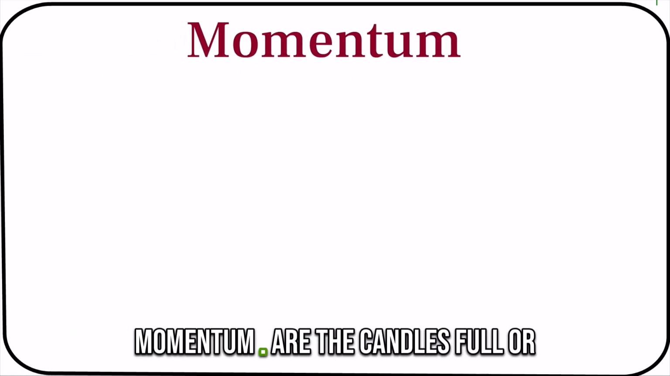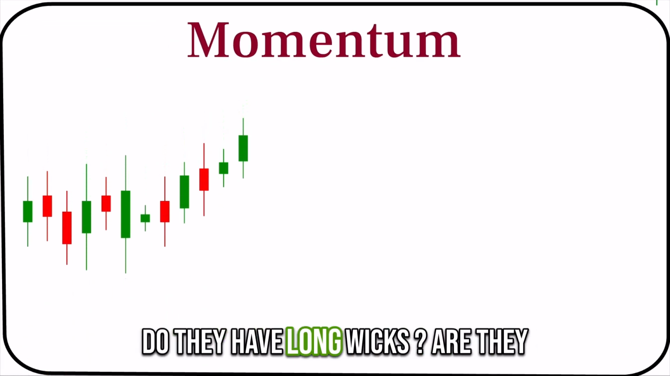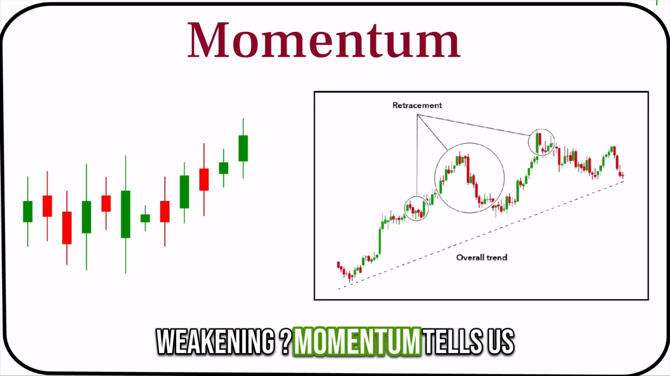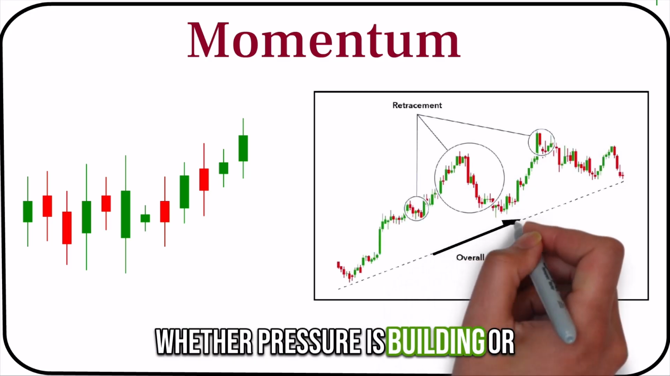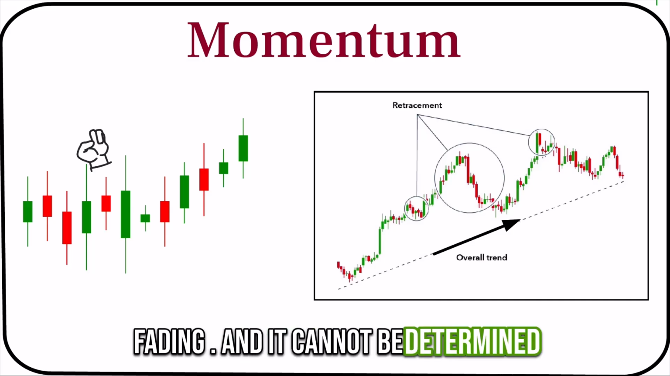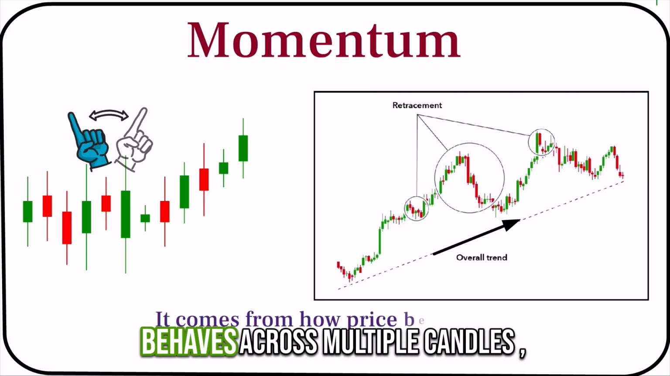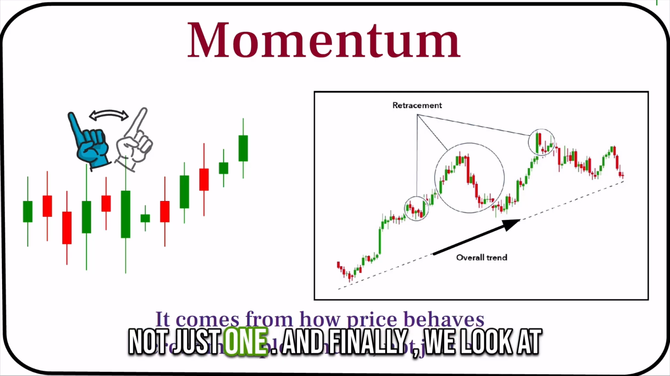Now look at momentum. Are the candles full or do they have long wicks? Are they closing strong or showing signs of weakening? Momentum tells us whether pressure is building or fading, and it cannot be determined from one single candle name or pattern. It comes from how price behaves across multiple candles, not just one.